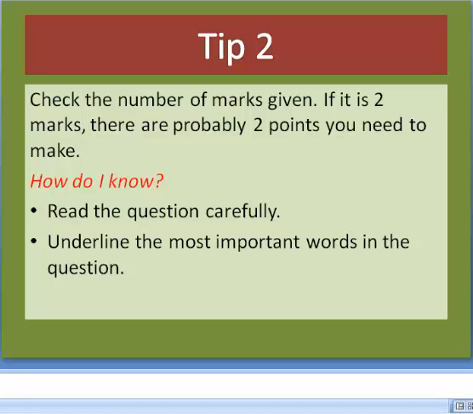Tip 2. Check the number of marks given. If it is 2 marks, there are probably 2 points you need to make. So how will you know there are 2 points? First, read the question carefully. Can you find 2 instruction words? Or is there a number in the question? Or are there 2 question words like what, how, why? Second, underline the most important words in the question.